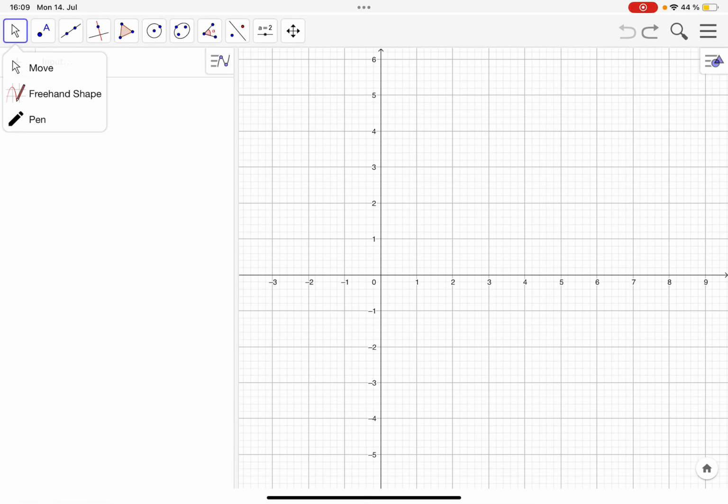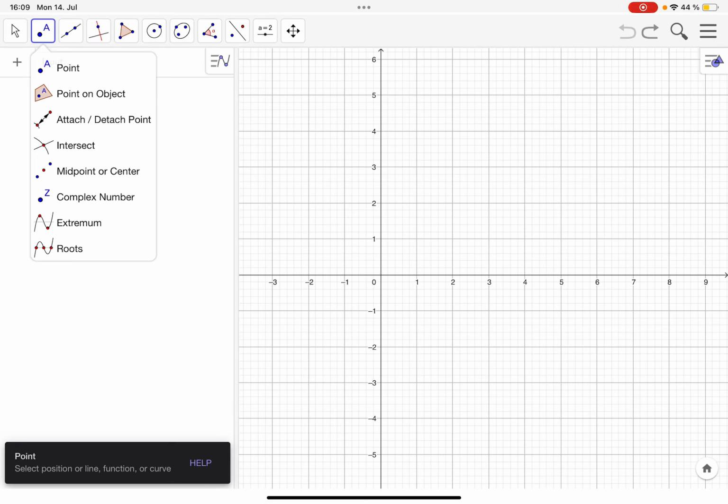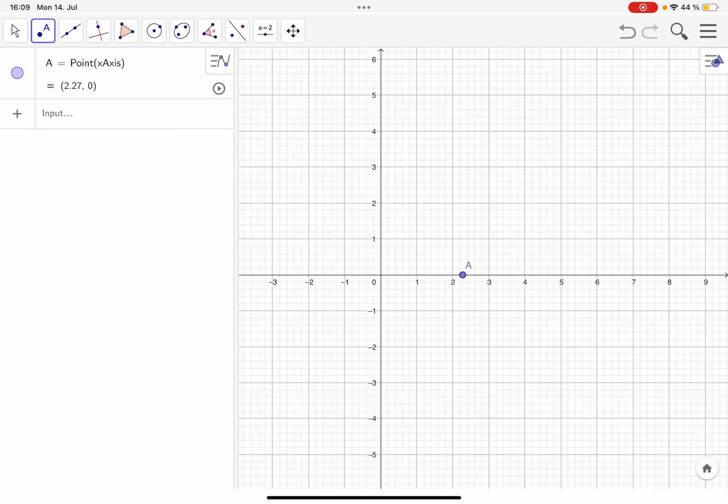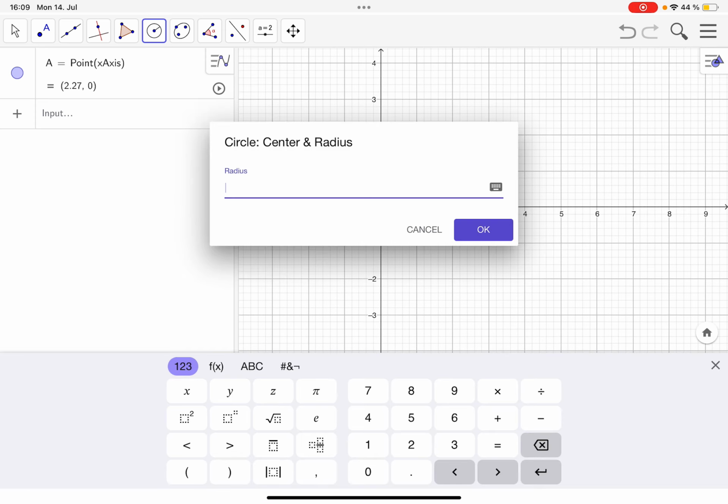Greetings, everyone. In this video, we are going to see different methods in order to trace a parabola. First, we're going to pick a point on the x-axis. It's point A. And then we are going to make a circle around it, the unit circle.